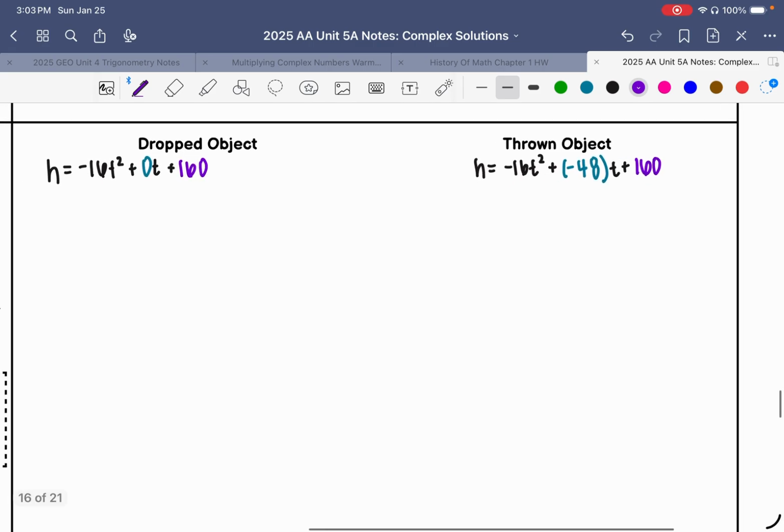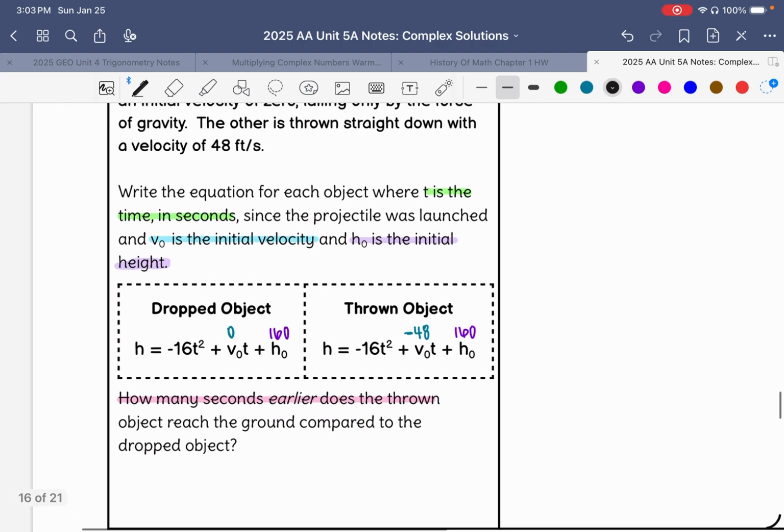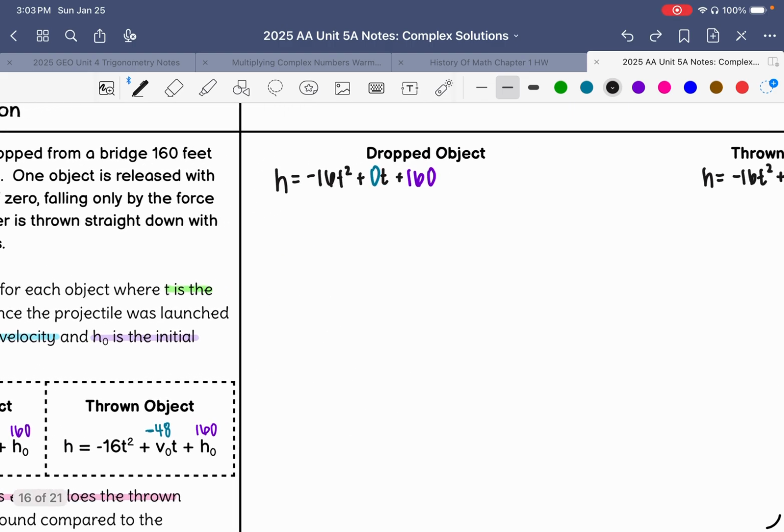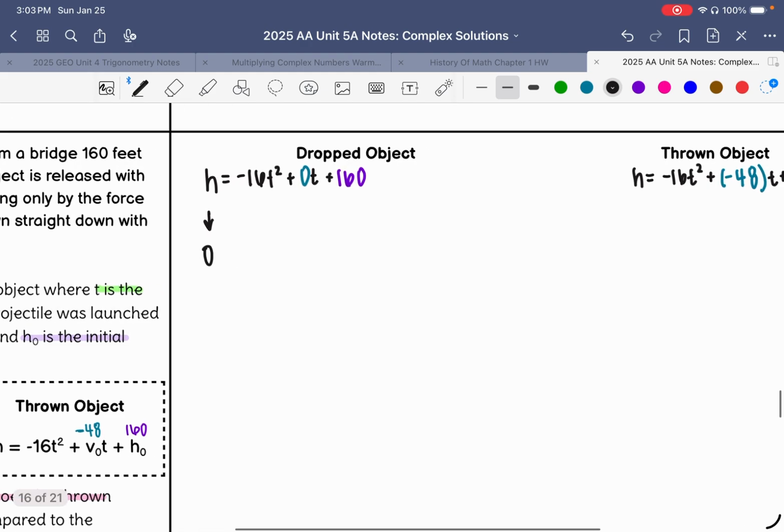Now both of these equations I want to clean up a little bit, but also I want to know when they reach the ground. So think about what the ground looks like as a number. If I'm talking about the height being the ground, I am asking first, when do both of these have a height of 0?